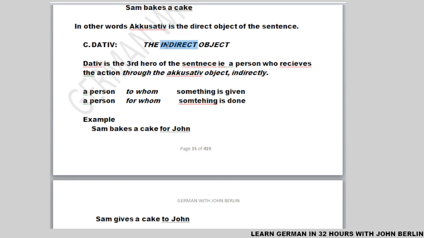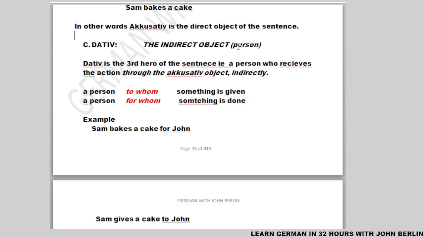First, let's find out how to find an indirect object. An indirect object can be found with the questions to whom and for whom. As you can see, to whom and for whom always point towards a person. Yes, it's always talking about a person, not a thing. So for example, Sam bakes a cake for John. So we could ask, for whom does Sam bake a cake? The answer is for John. Perfect. Or Sam gives a cake to John. We could say, to whom does Sam give a cake? The answer is to John. In both cases, you saw it's always a person.